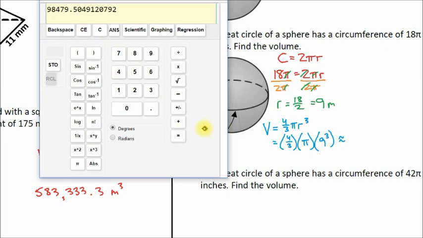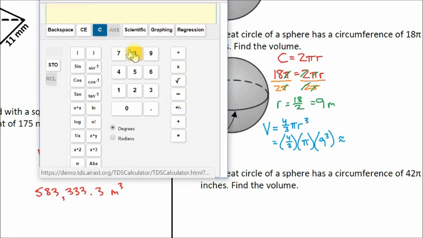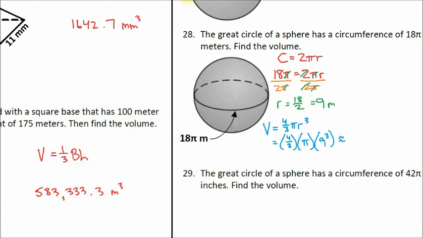We've got 98,479. You know what? That does not look correct. Maybe I made a mistake on my worksheet. Let's do it one more time just to make sure and verify that we figured out the radius was 9, and that is correct. So let's try it one more time, see if my answer key was wrong.